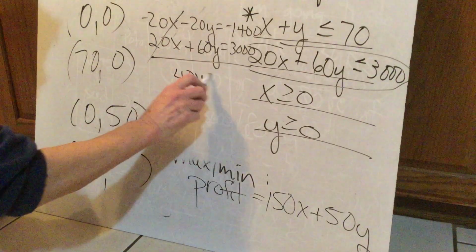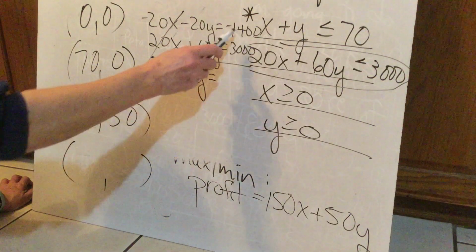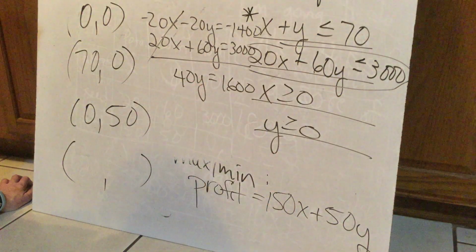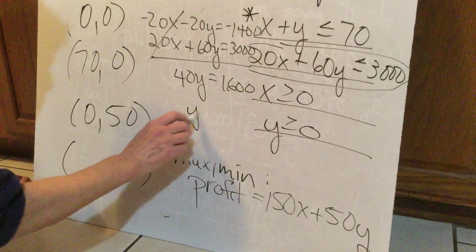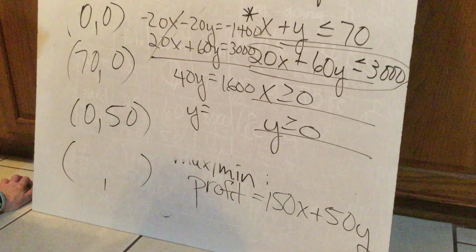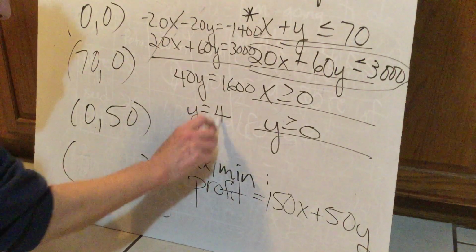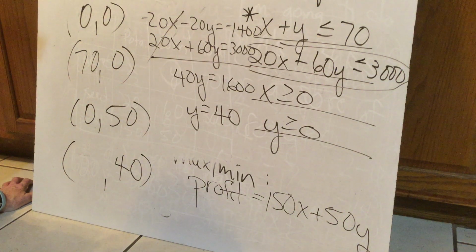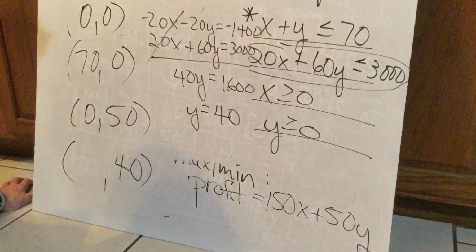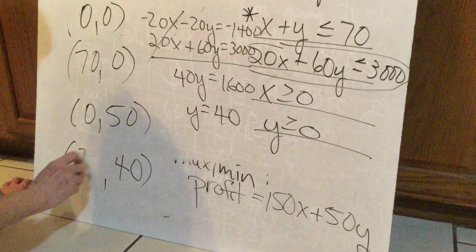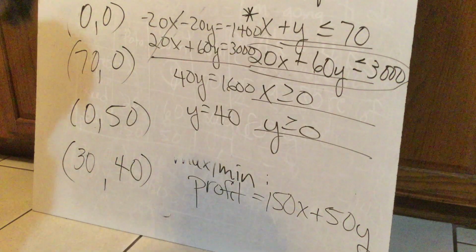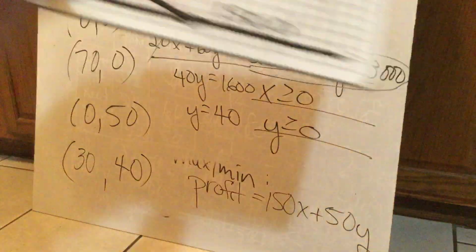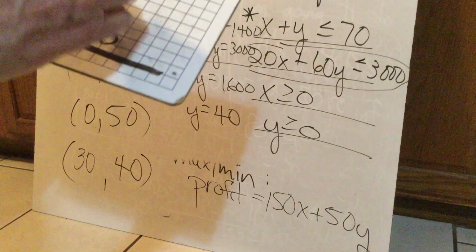So 40y equals, feel free to use a calculator if you need to. It's a negative 1400 and 3000. So that's going to be 1600, I'm sorry, 1,600. So y equals 40. Use a calculator if you need to. Those numbers are kind of big. Now, come back up to this equation right here. If y is 40, then x must be 30. So this point right here on my graph, that one right there, is the point 30, 40.